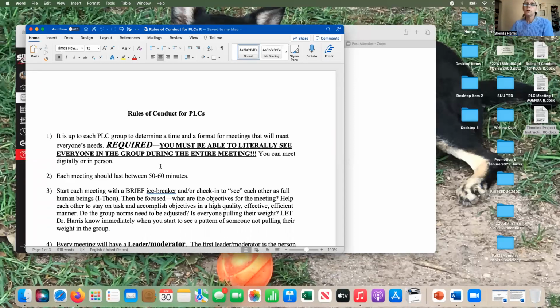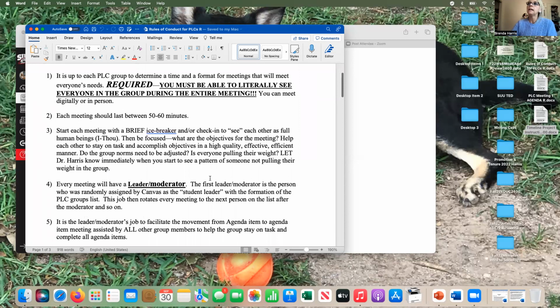You know where the document is. For the online group, for the asynchronous section 30I, your group determines the format and the time, since you're asynchronous and not everybody is in Cedar City. For our face-to-face groups, you're going to use our class time and you must meet face-to-face on campus. Meetings should be 50 to 60 minutes, and each meeting should start with a brief icebreaker.